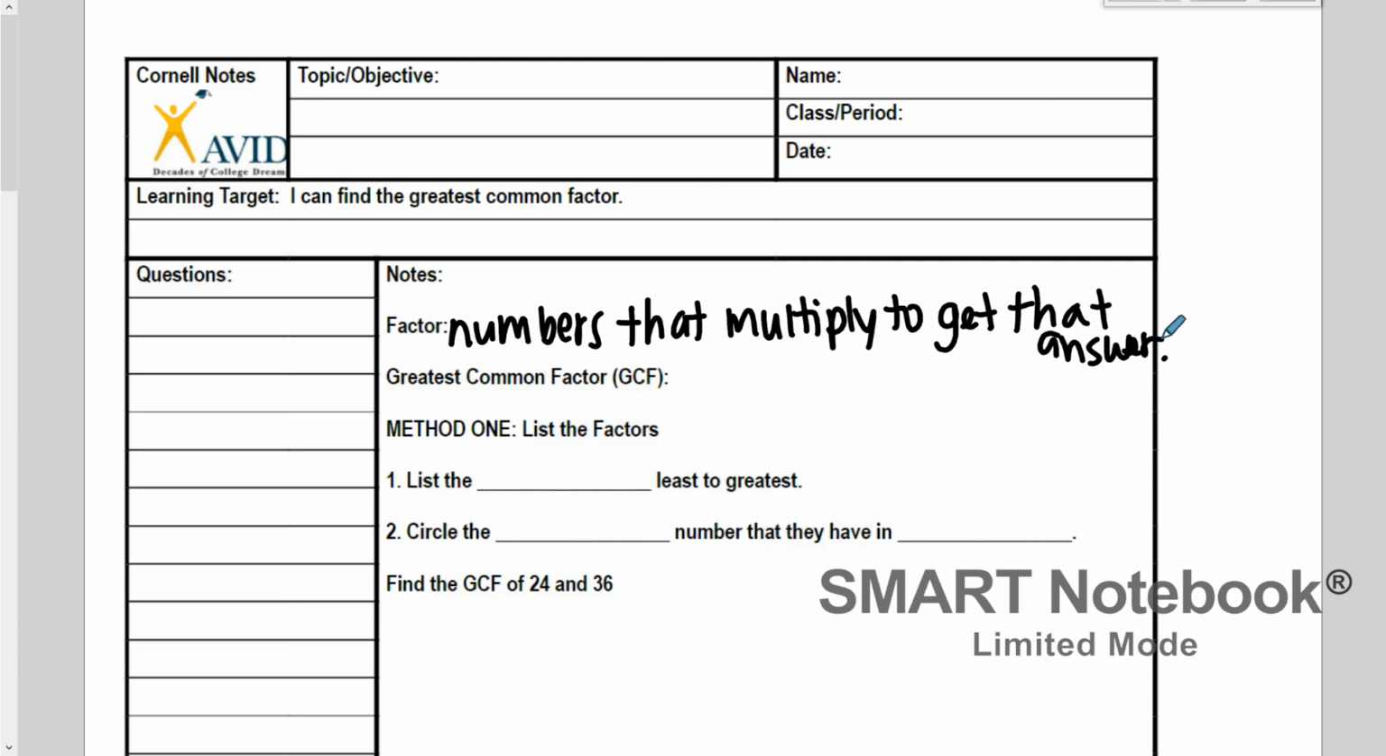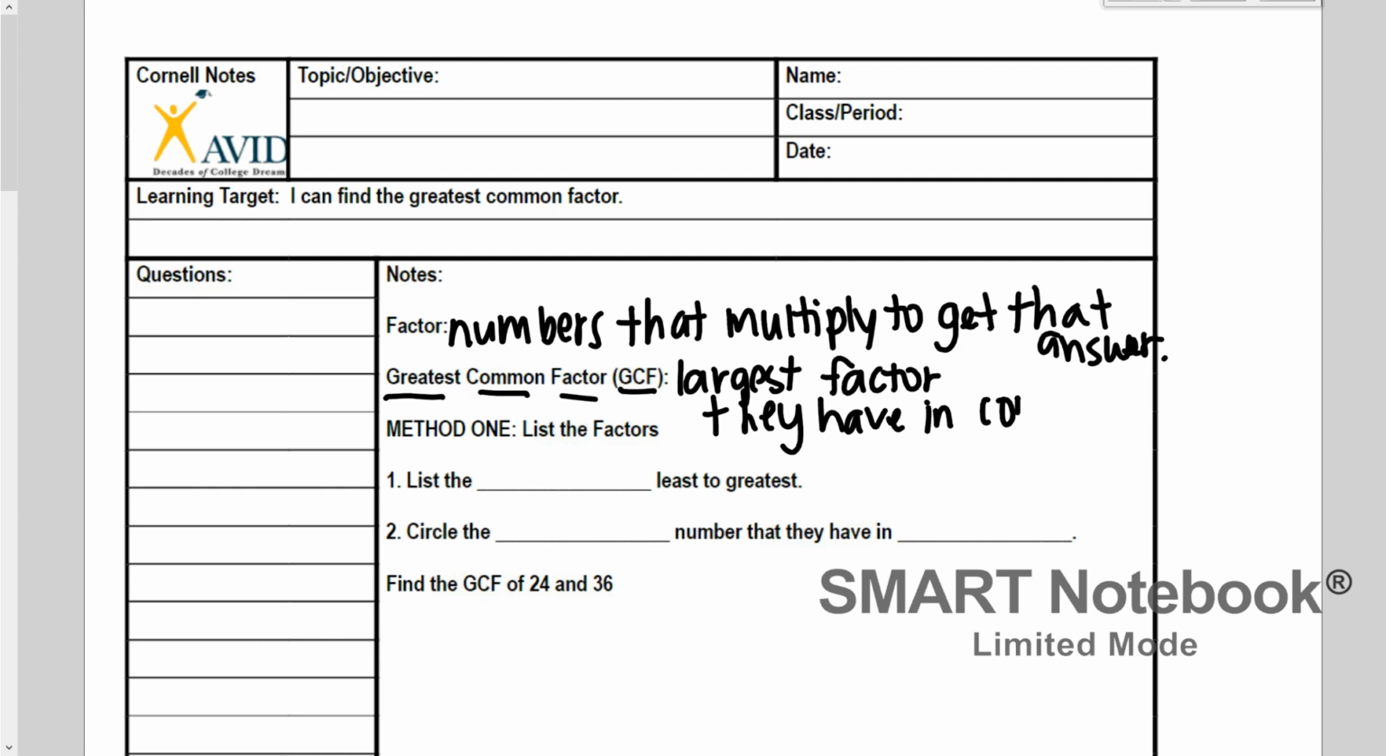Today we're going to be finding the greatest common factor. We call that the GCF for short. To find the GCF, it is exactly what it sounds like, the greatest common factor. When you're given 2 or 3 numbers, you're going to find their factors and then find the biggest one that they have in common, the largest factor they have in common.